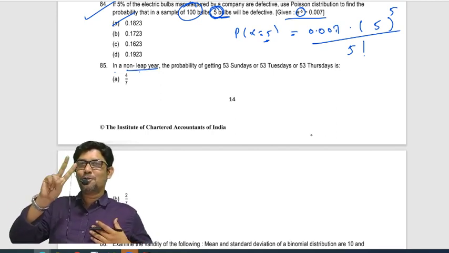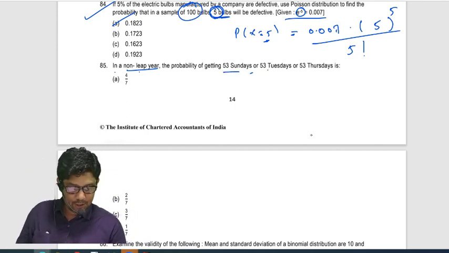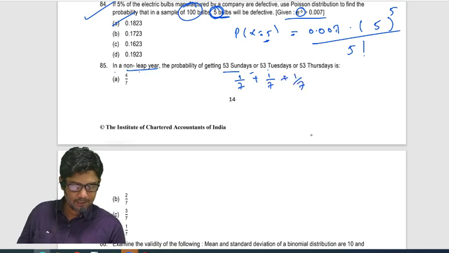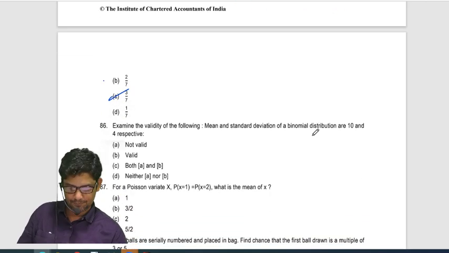Okay. Now, in a non-leap year, sir, I know it, sir. Leap year means 2 by 7. Non-leap year means 1 by 7. 53 Sundays, or. So 1 by 7 or means addition. Sir, simply 3 by 7, sir. Why to waste our time? Next step.